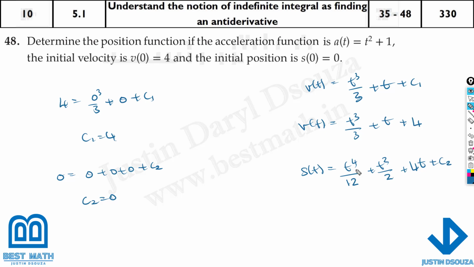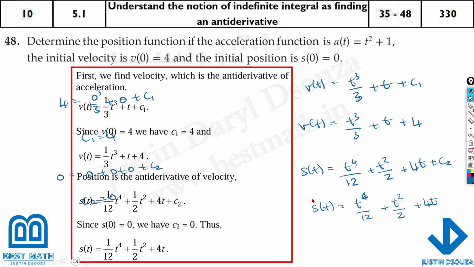Why? Because x and y both are 0, so this is all cancelled. Only c2 remains, and that's equal to 0. So the position function would be t to the power 4 by 12 plus t squared by 2 plus 4t only, because that's plus 0. We don't need to write that. So here we go, that'll be the answer. And over here it's accurate because they have considered this 1 and they have written this t here, so everything will be all right. So that's the final answer.